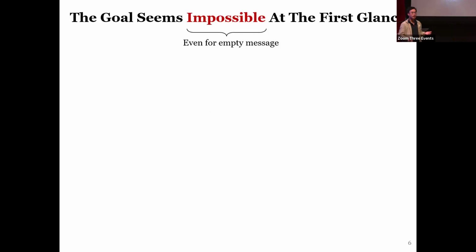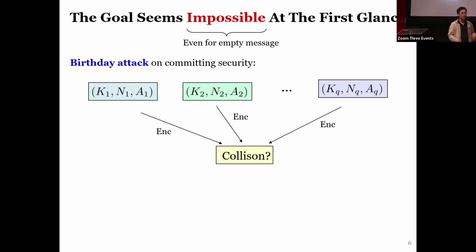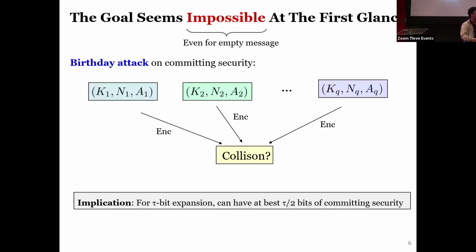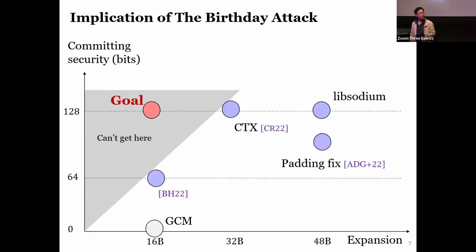But at first glance, this goal seems to be doomed, even if you just encrypt the empty message. Regardless of how you design your encryption scheme, there's a simple birthday attack. The adversary simply picks several triples of key, nonce, and AD, and then tries to encrypt them with the empty message to find a collision. So the apparent conclusion is that if you settle for tau-bit expansion, at best you can hope to get tau over 2 bits of committing security. Pictorially, you cannot hope to get into the shaded area, at least unconditionally.